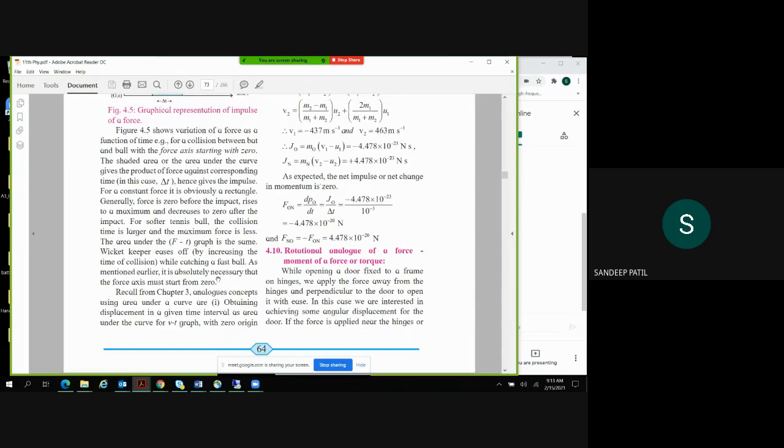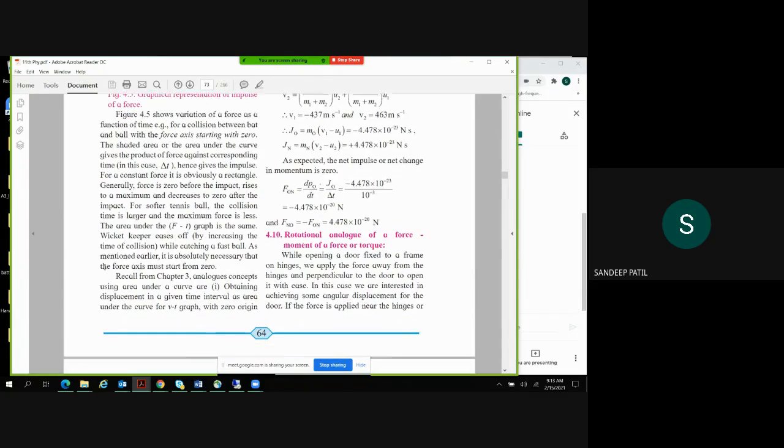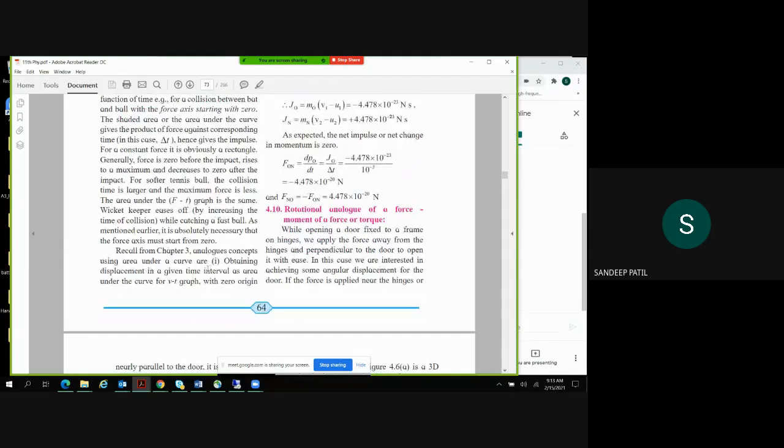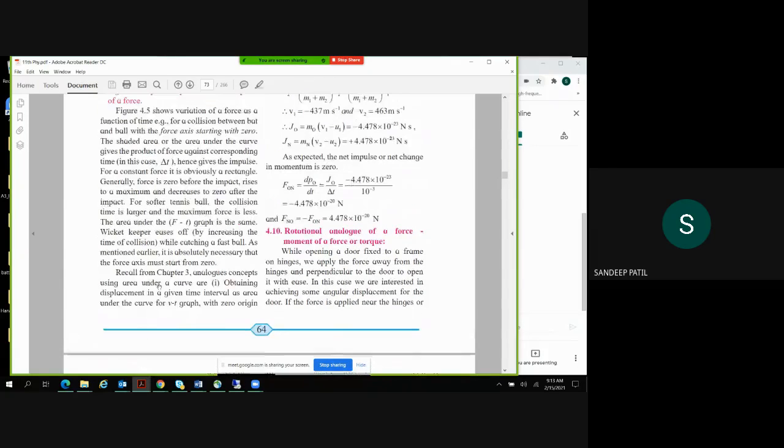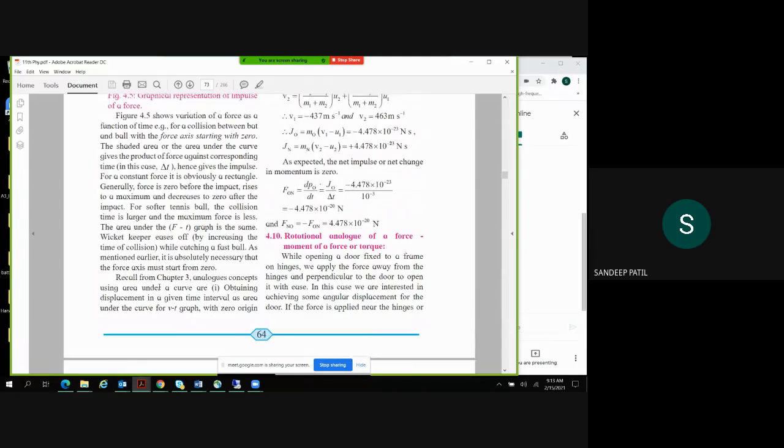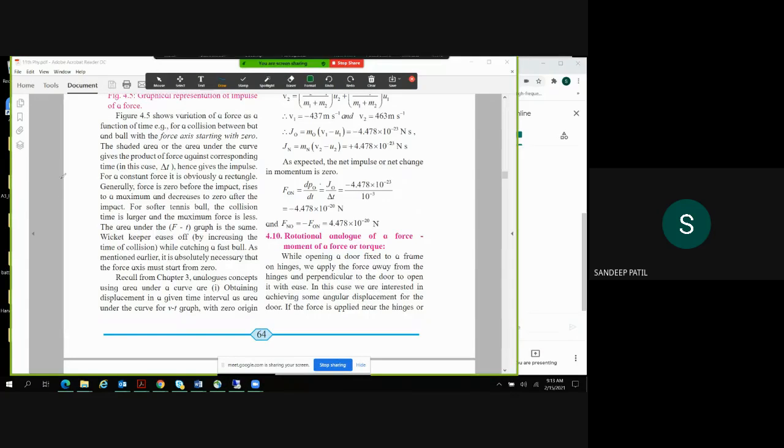As I mentioned, it is absolutely necessary that the force axis must start from zero. Recall from chapter 3, an analogous concept: using the area under the curve to obtain displacement in a given time interval, as the area under the curve for a VT graph. In chapter 3, you might have seen that displacement is nothing but the area under the curve of velocity and time. So this is velocity and t, and this area under the curve gives us displacement with zero origin, right?